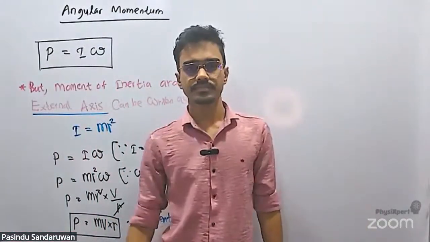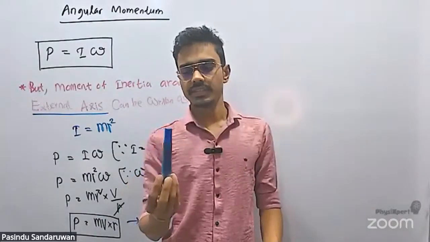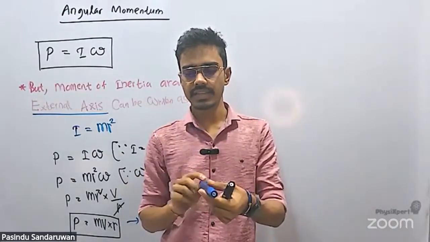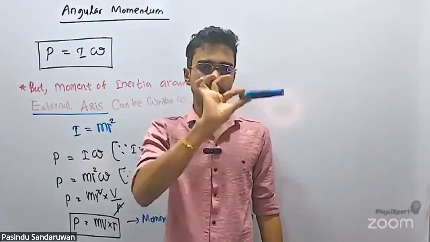Example. If this rotates about an internal axis itself, the rotation is like this. If there is an external axis, the rotation is like this.